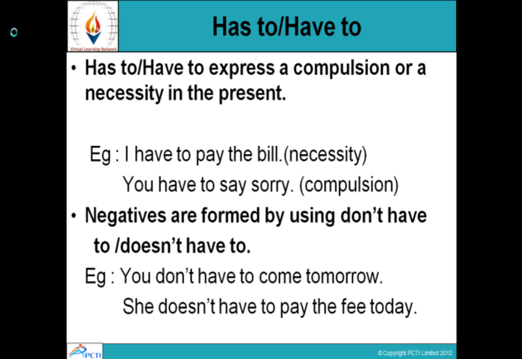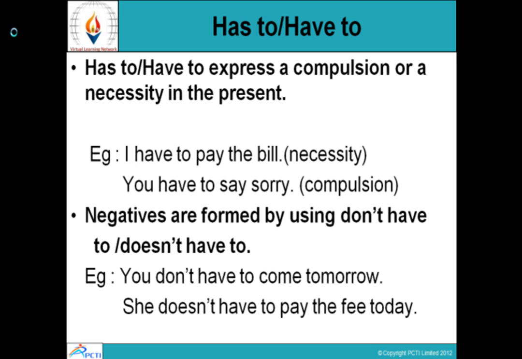I have to pay the bill can also be said, I need to pay the bill. You have to say sorry. We cannot say you need to say sorry. You have to say sorry. It is compulsory for you to say sorry. So this indicates compulsion. We can express any necessity using this structure of have to.